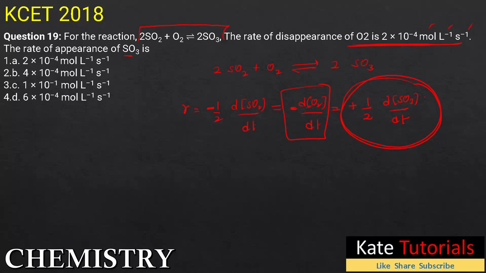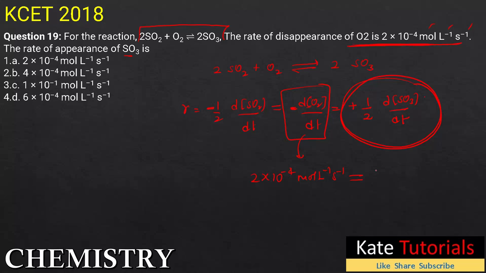So how to calculate? The rate of disappearance of O2 they have given as 2 × 10^-4 mole per liter per second, which is equal to the rate of appearance of SO3.